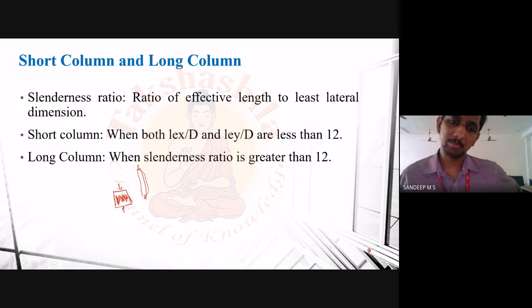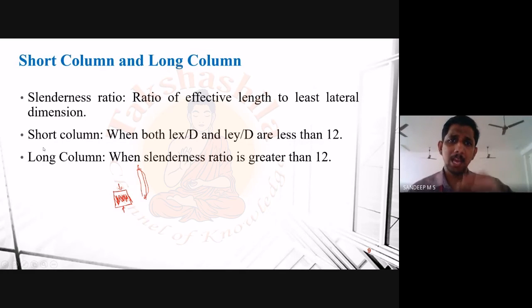This second type of column is normally called a long column, and the other one is called a short column. Now, for our calculation, how do we check whether we have a short column or a long column? As per the IS code, we have some provision for that. We have to go with a ratio called the slenderness ratio. I hope you have heard this term, slenderness ratio.